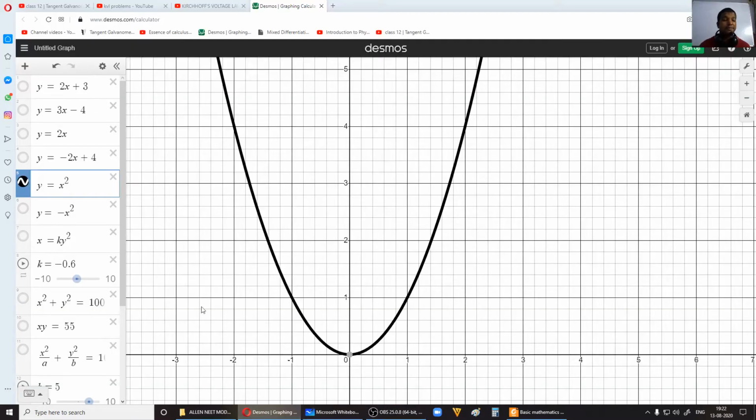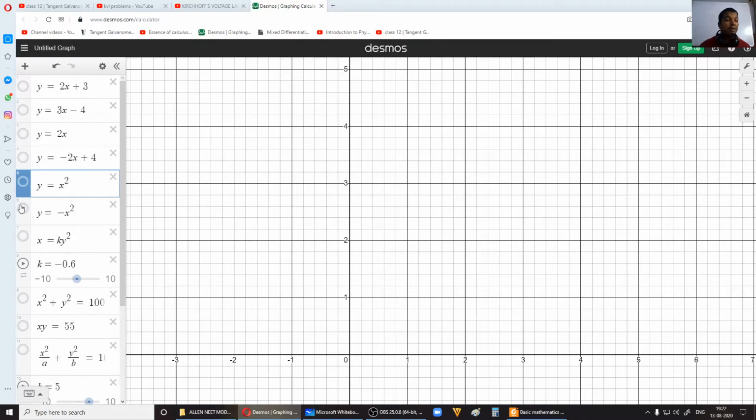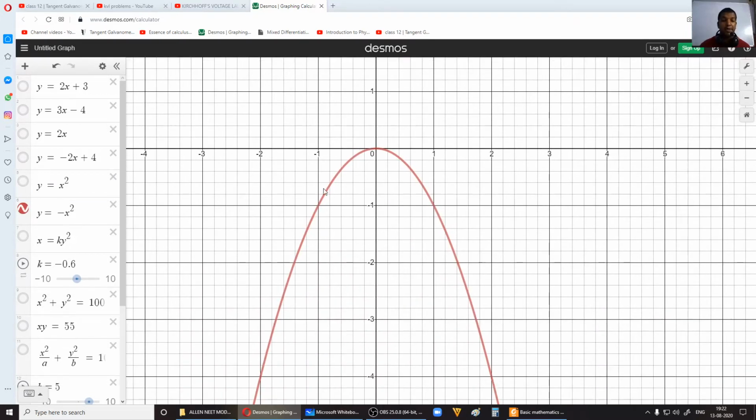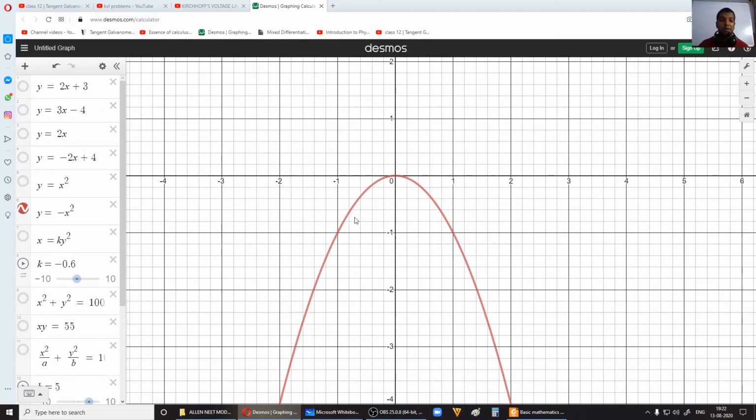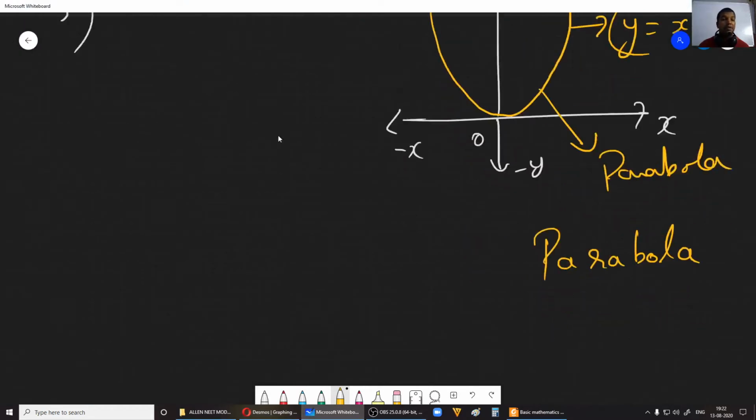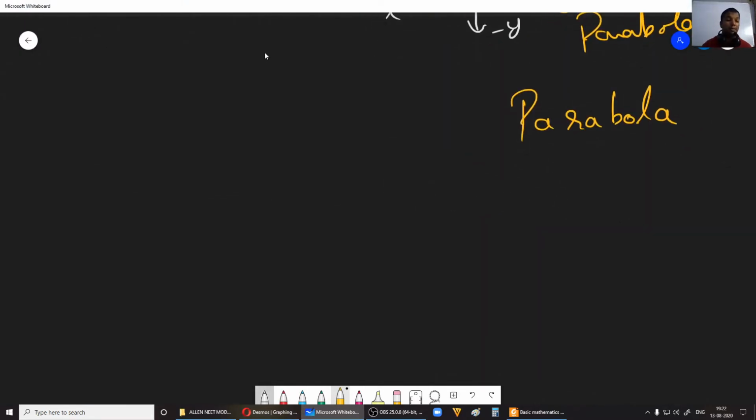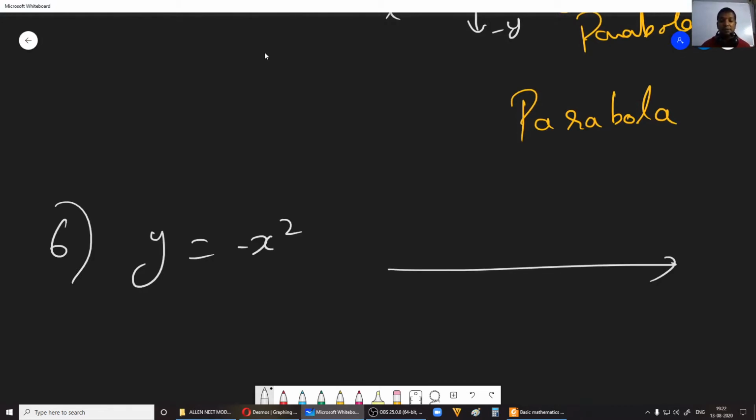The next one, we can take y is equal to minus x square. If you take y is equal to minus x square, you'll be getting the curve so that it is a mirror image about the x-axis. So this is how it looks.